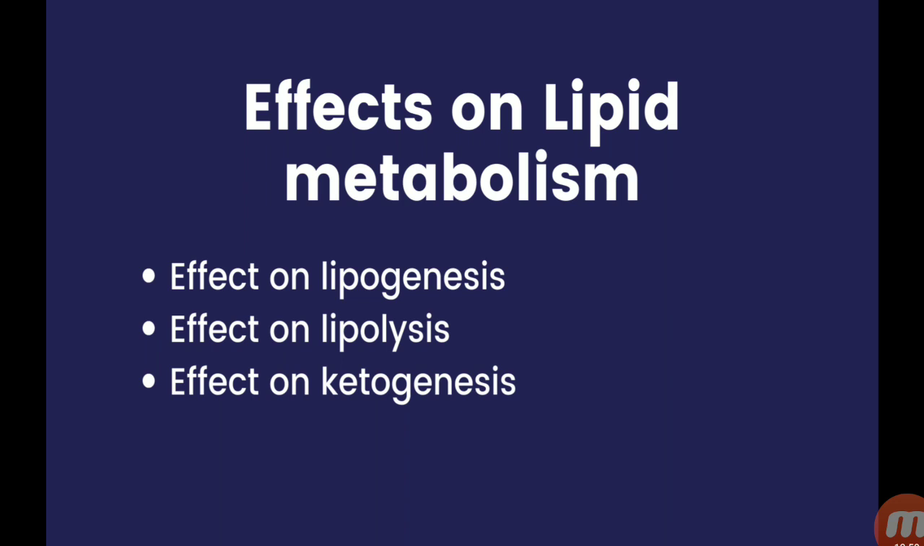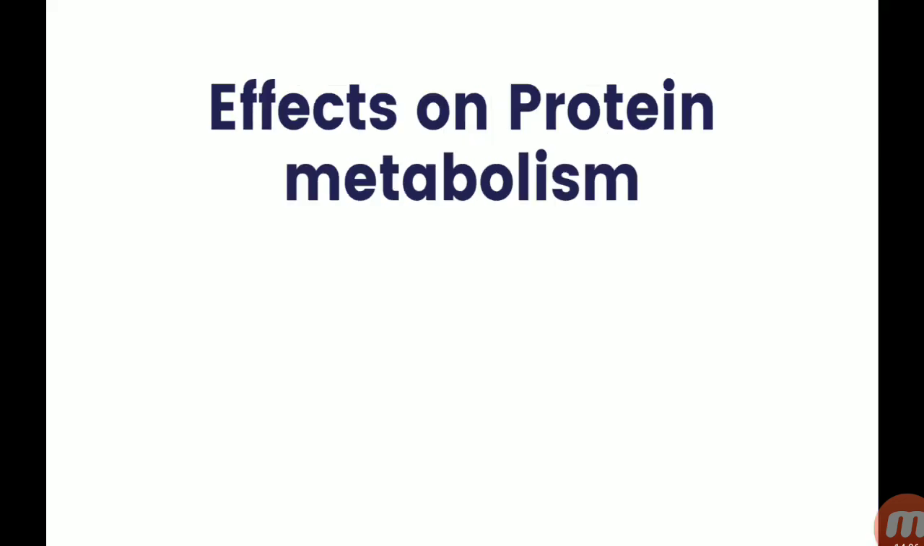Insulin reduces ketogenesis by decreasing the activity of HMG coenzyme A synthetase. Now the last topic on metabolism is the effect on protein metabolism. Insulin is an anabolic hormone, so it stimulates the entry of amino acids into the cell and enhances protein synthesis and reduces protein degradation.